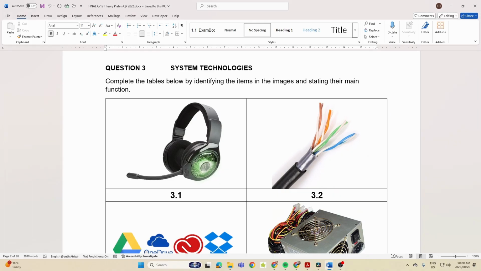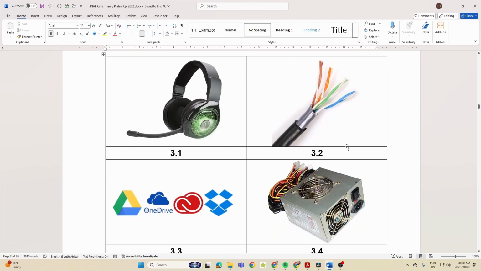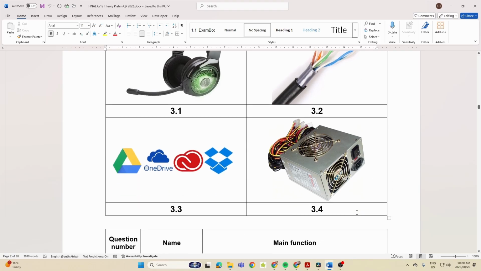This is typical, so please familiarize yourself with the hardware. And you can see it can be anything from a headset to cabling to a power supply. Please, people, this is a power supply. This is not a fan. This is not an aircon. This is a power supply. I say this because I sat with National Marking last year, and there were many of you, and not you, but others, that got this wrong. So please, please, please know how to identify that.